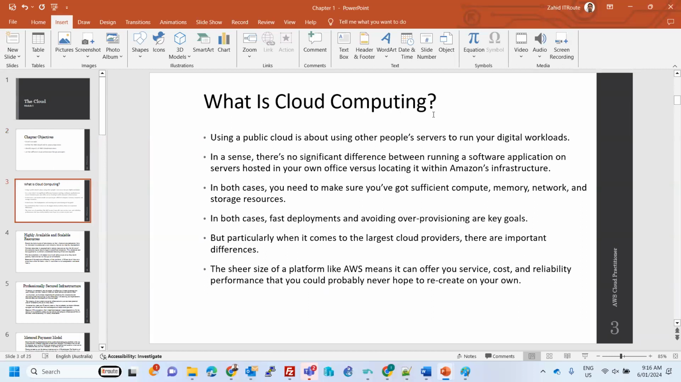Now, what is cloud computing? Using a public cloud is about using other people's servers to run your digital workloads. That means AWS has data centers, physical servers, and all the services running, and with this portal or applications, we are logging in remotely to their services. We are using the service in the portal, but the service is running somewhere. Physically they are running.